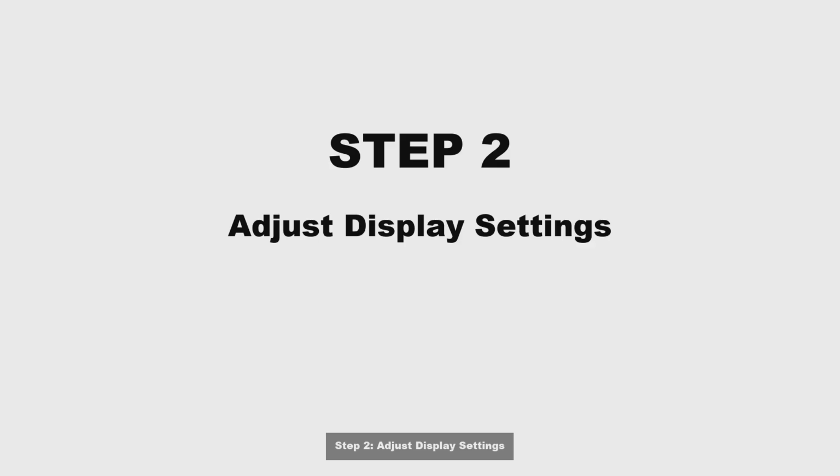Step 2. Adjust display settings. In the settings menu, go to the video tab. Here you can change the resolution, full screen mode and aspect ratio. Set the resolution to match your monitor's native resolution for the best visual quality.